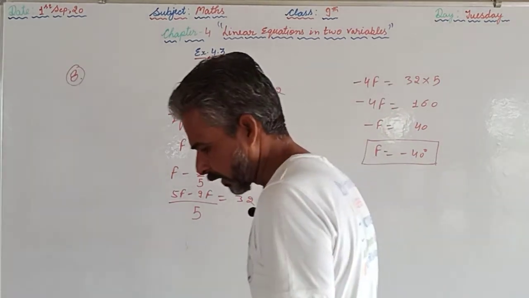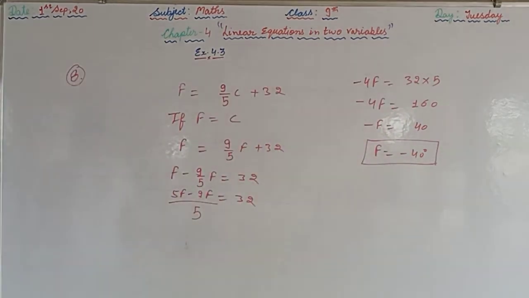degree. At minus 40 degrees the numeric value will be the same for Fahrenheit as well as for Celsius. So in this way exercise 4.3 is complete.